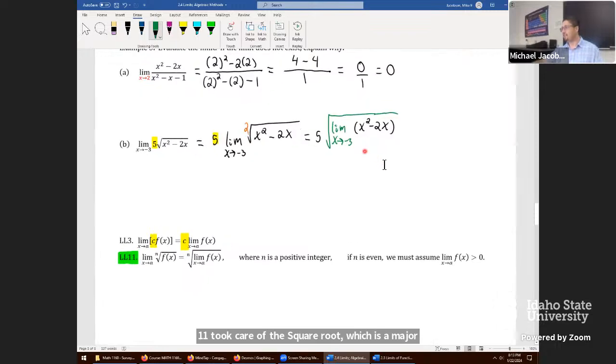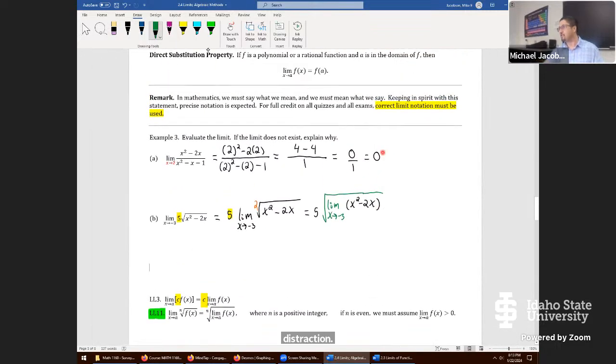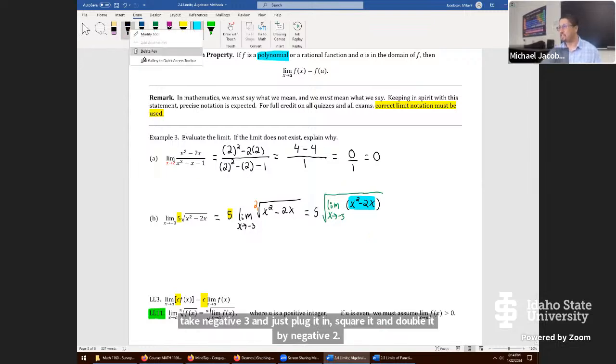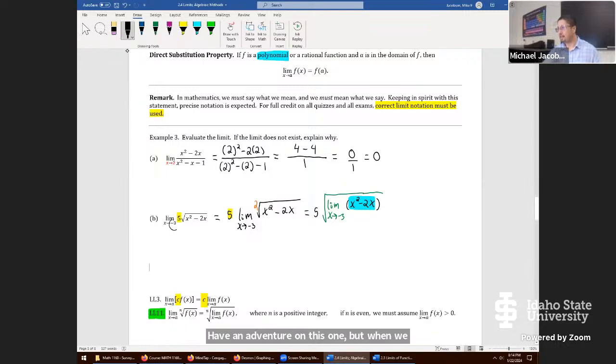But now when we're right here, we're going to use this idea. Direct substitution property works if you have a polynomial. That is an honest to goodness degree 2 polynomial. You can directly substitute right at that position. We're going to take -3 and just plug it in, square it, and double it by -2. Kind of an adventure on this one. But when we get fluent with this, you might have noticed that really all we're doing is taking -3, putting it here, and cranking out the whole problem. We just haven't seen these problems a lot, so we did it step by step through the limit laws.